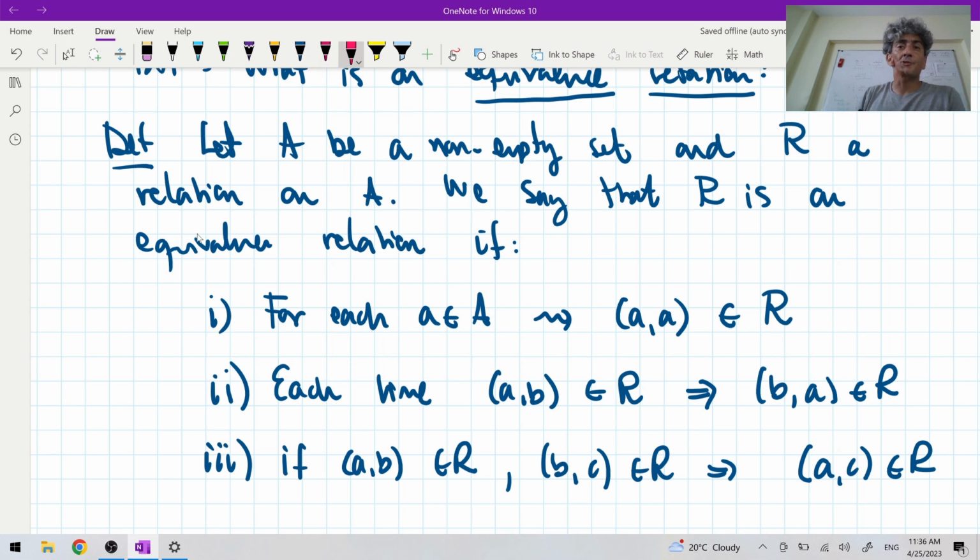Conditions 1 to 3 go by their own names. A relation that satisfies the first condition is called reflexive. So this is reflexivity. Okay, a relation that satisfies condition number 2 has a kind of symmetry condition, so this is symmetry.